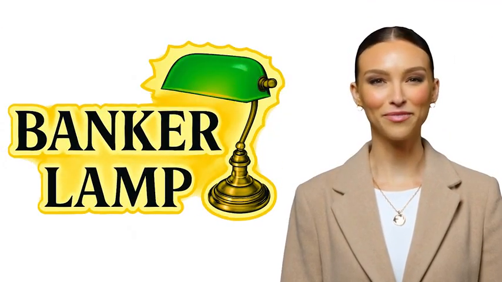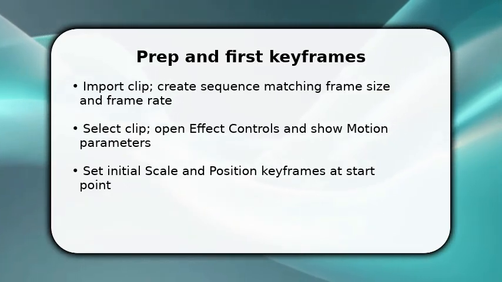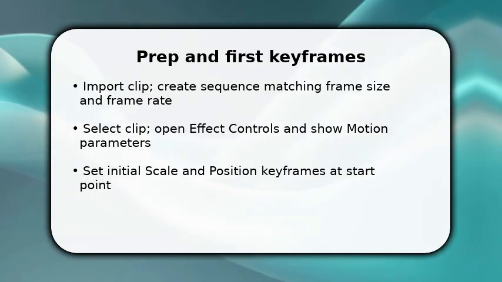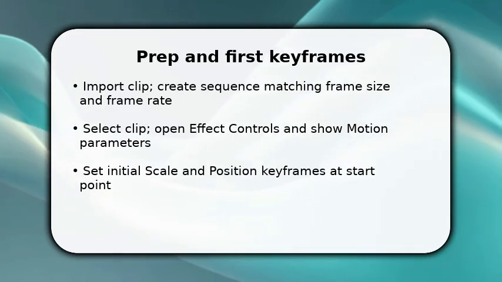Please enjoy the video. You start by placing your clip into a sequence that matches its frame size and frame rate, because mismatched settings distort motion. Once the clip is in place, select it and open Effect Controls to expose motion.